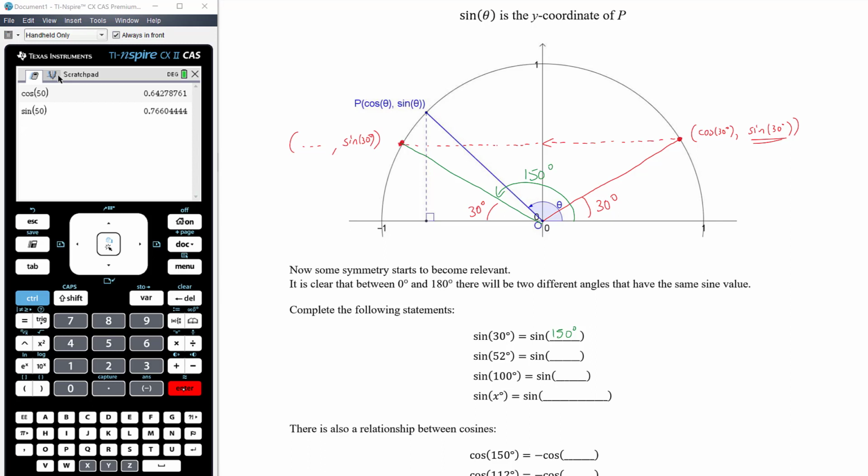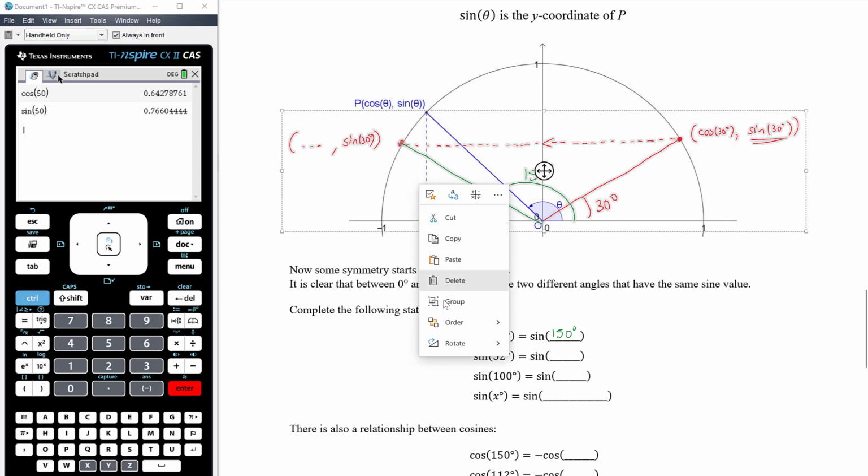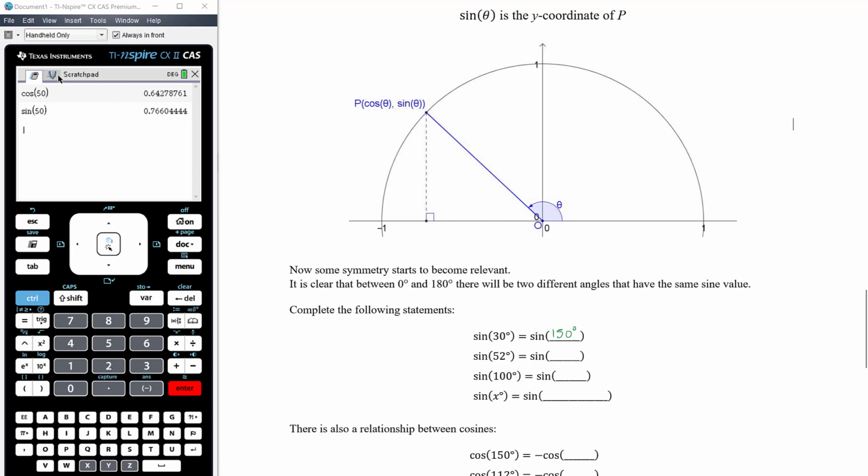Let's have a think about another one. Let's go again, starting with sine of 52 degrees. 45 is halfway, so 52 is a bit more than that. Let's say we're up here. So there's 52 degrees. Sine of 52 degrees is the y-coordinate of this point.